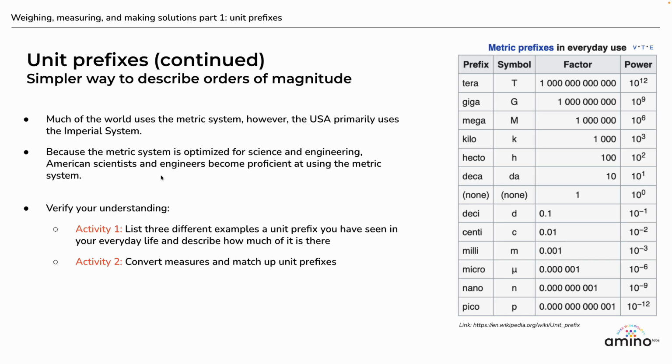And so, yeah, one of the next steps that you can do here is there are a couple of activities that are created to practice this. One is to look into your environment, maybe at home or somewhere else, and try to find some of these unit prefixes and describe how much of it is there. Right? So this is a way to practice it. And in a second activity, you're able to convert measures and match up some unit prefixes. So happy learning of prefixes. And I know this is going to help you advance your skills and your ability to communicate in the lab.